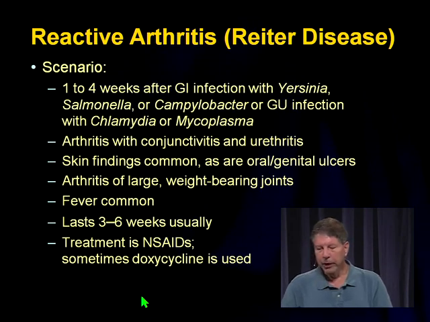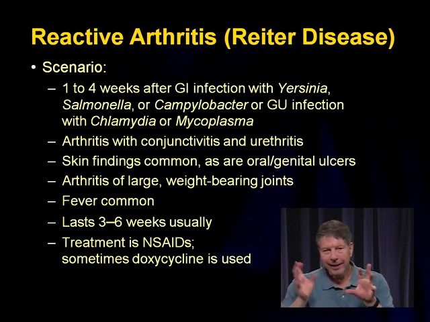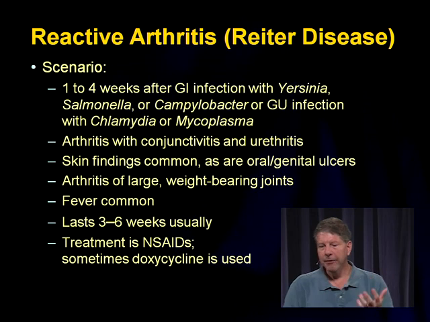Okay, briefly on reactive arthritis, a favorite for the test. It used to be known as Reiter disease, but we've gotten away from using his name because he was associated with a Nazi atrocity, so you won't see that probably on the test anymore. They'll call it reactive arthritis. And the key thing with this one is there's going to be some history of some GI infection or maybe a GU infection within the last 1 to 4 weeks.